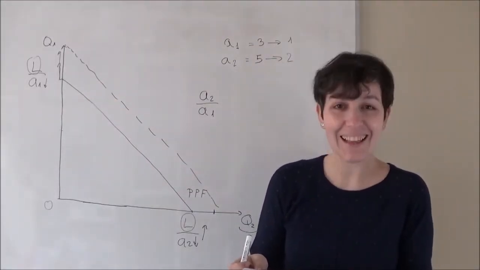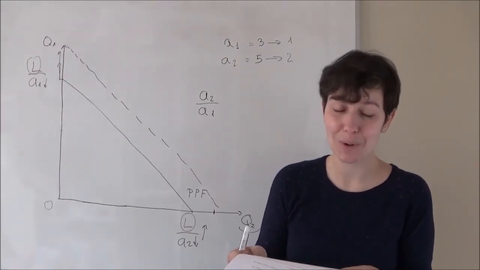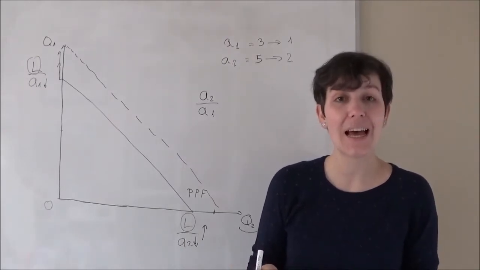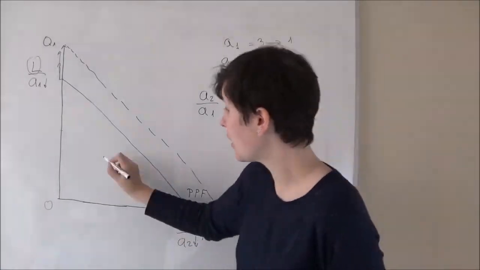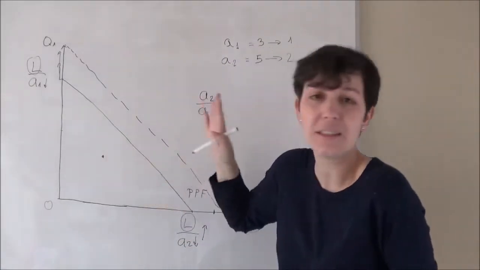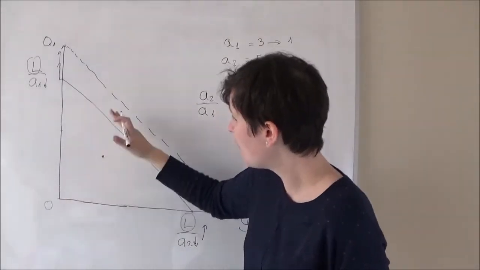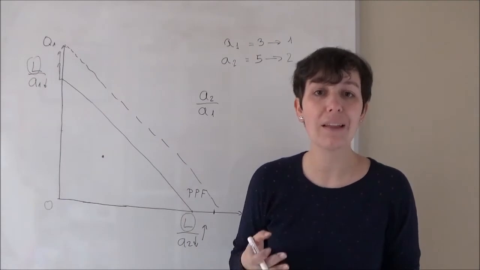And G, that is the one that is not going to shift the PPF. And reduction of unemployment. What is that? When you are observing unemployment, it's because you're here. For instance, it's one of the possible points, okay? All of the points that are below the PPF are examples of unemployment.